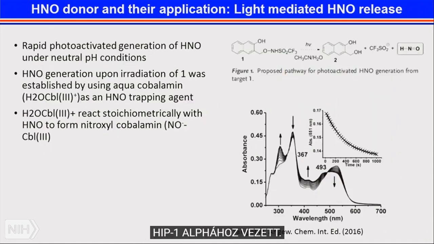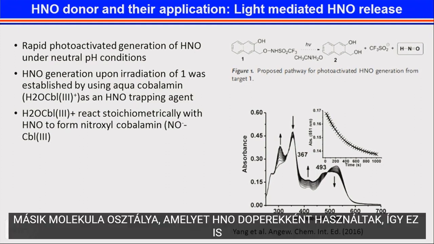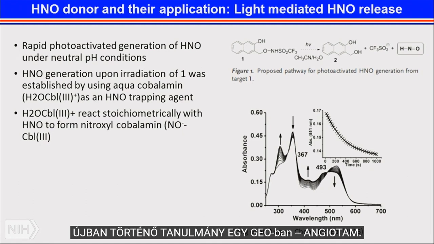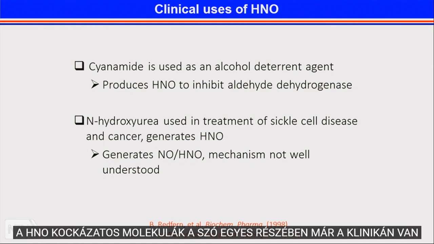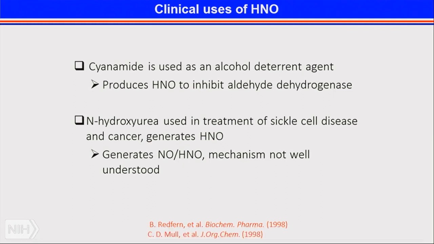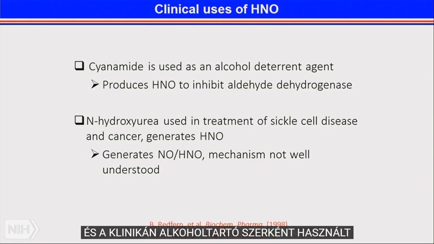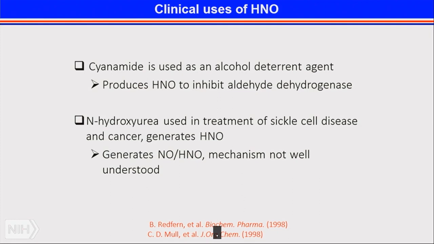So the other class of molecule which has been used as HNO donors is cobalamin. This is also a recent study in Angiochem where they showed that cobalamins can be used as HNO donating molecules. And as I mentioned earlier, HNO releasing molecules, cyanamide and hydroxylamine, are already in the clinic in some parts of the world. And cyanamide is used in the clinic as an alcohol deterrent reagent. And hydroxylamine is used for treatment of sickle cell anemia.